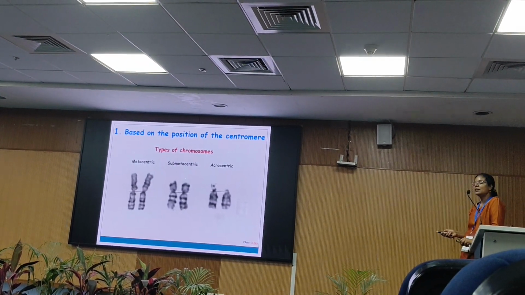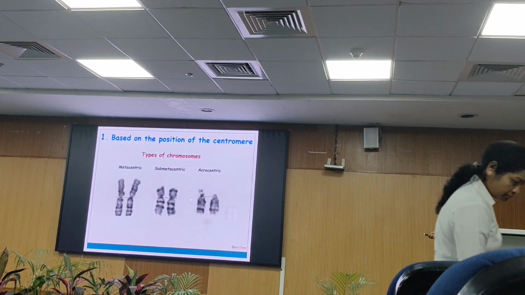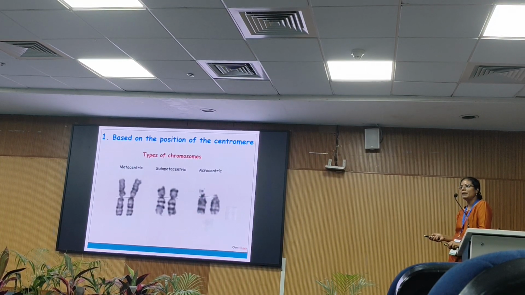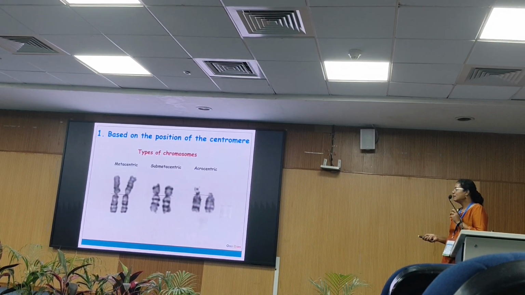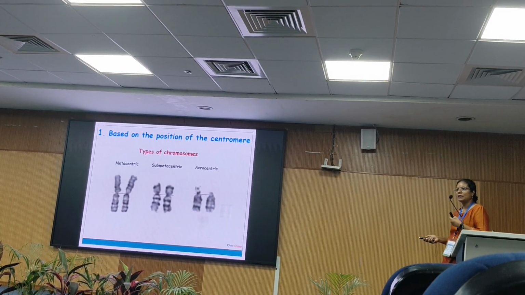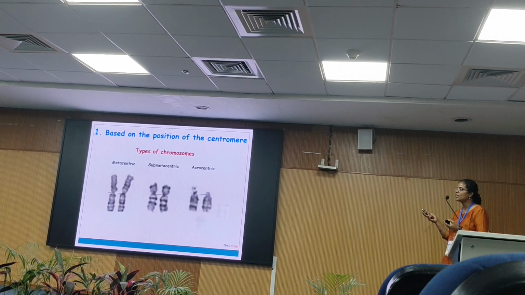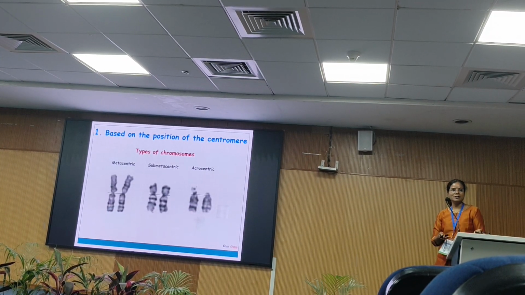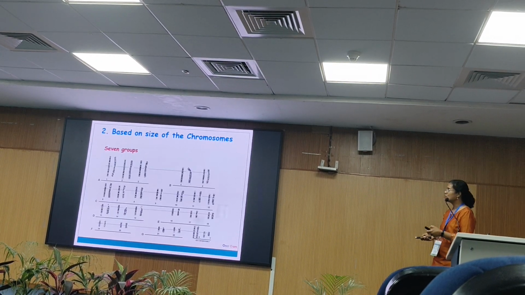Then the submetacentric chromosome, where the P arm is shorter when compared to the Q arm. And acrocentric chromosomes are chromosomes where the P region will have only satellites, which anchor the ribosomal RNA, and then the Q arm will have euchromatin material. So these are the 3 types of chromosomes: metacentric, submetacentric, or acrocentric.